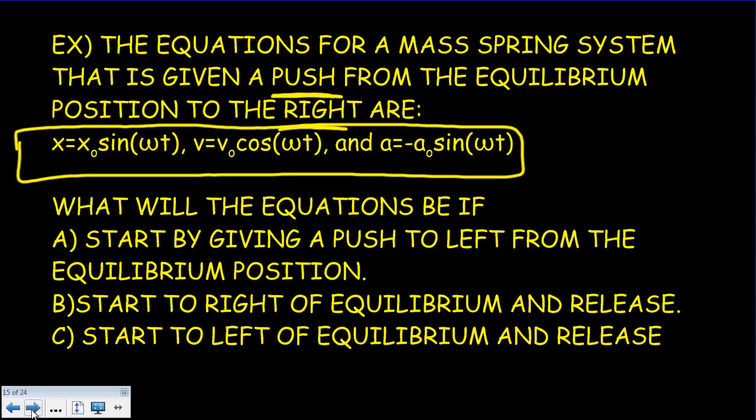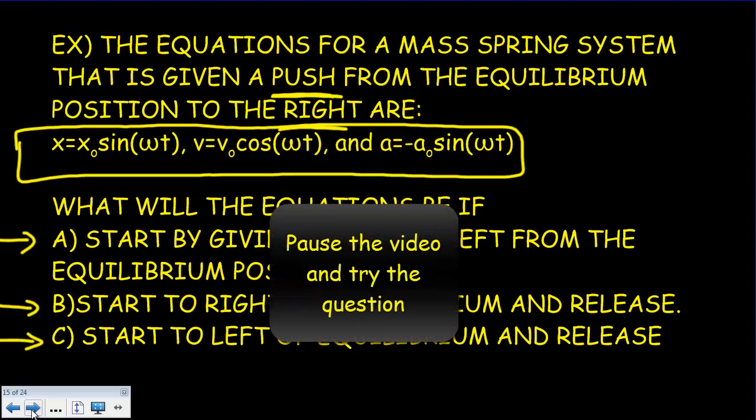What I'd like you to now do is to find the equations if you were to give it different initial conditions. So in the first case, I want the case where you started at equilibrium, but you give it a push to the left. And then start it from an endpoint, say the right endpoint, and let it go to the left. And in the third case, you'll start it from the left and let it go from rest. So stop the video and try that now.